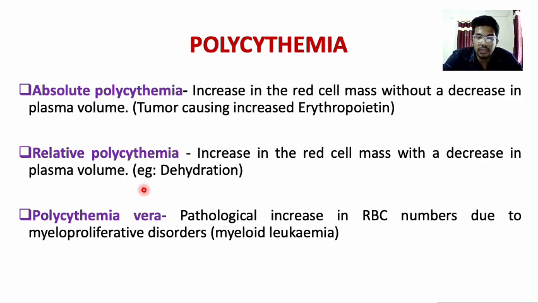Another issue is polycythemia vera, which is pathological. Pathological means an abnormal increase in the RBC number due to a myeloproliferative disorder, as in myeloid leukemia. Leukemia is a type of blood cancer. Myeloproliferative disorders involve the bone marrow, where RBCs are produced. So if some issue causing a tumor-like situation arises in the bone marrow, there will be an excessive production of RBCs. This is called polycythemia vera.